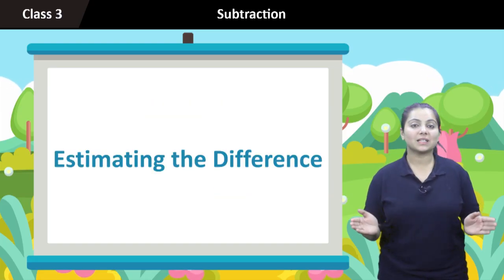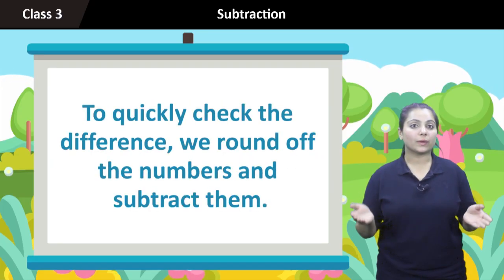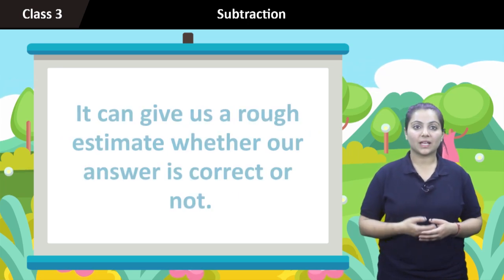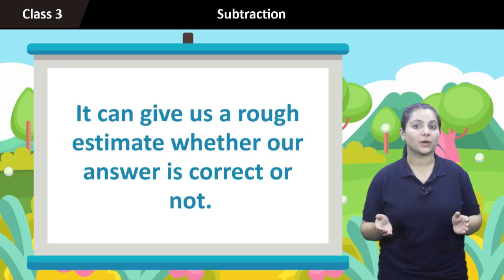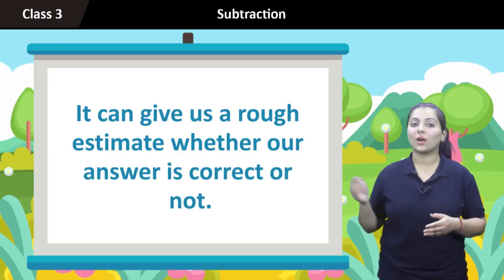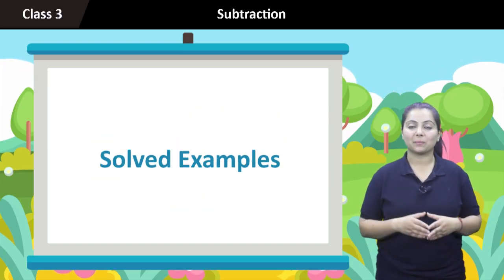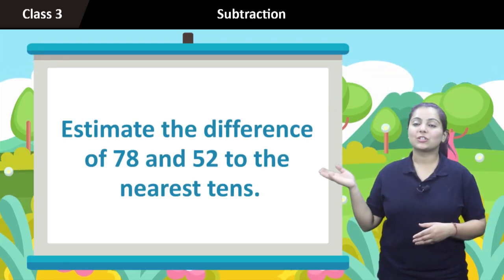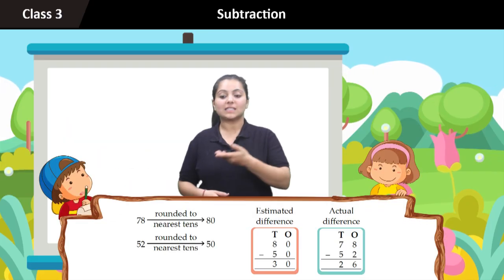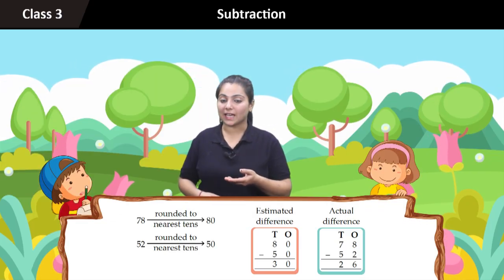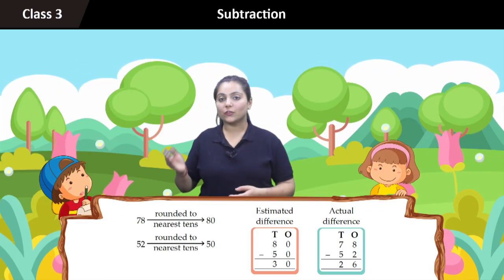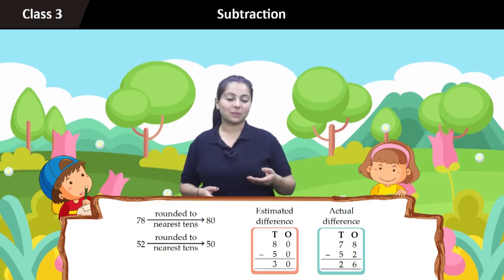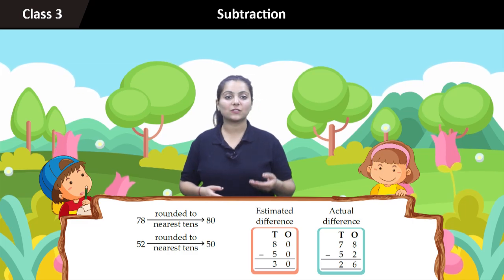Estimating the difference. To quickly check the difference, we round off the numbers and subtract them. It can give us a rough estimate whether our answer is correct or not. Solved examples. Estimate the difference of 78 and 52 to the nearest tens. 78 rounded to nearest tens is 80. 52 rounded to nearest tens is 50. Estimated difference is 80 minus 50.